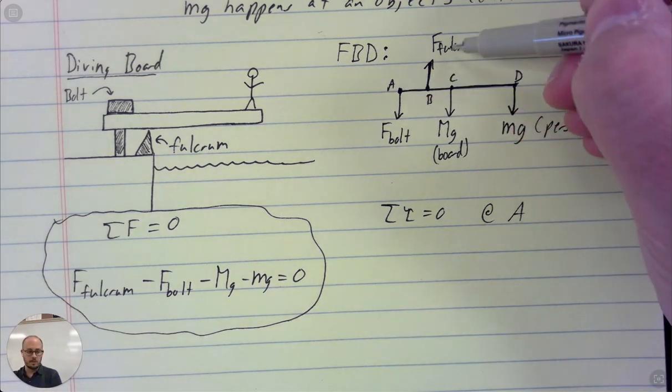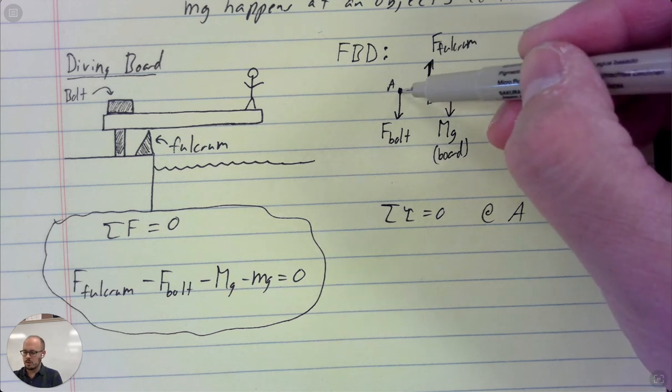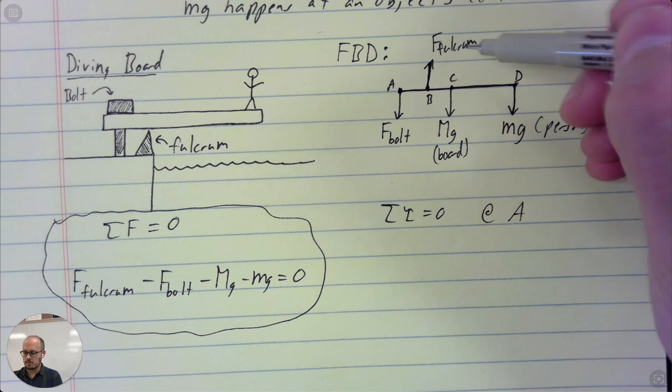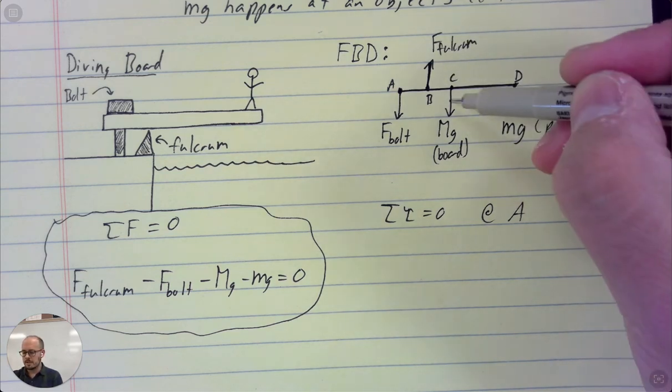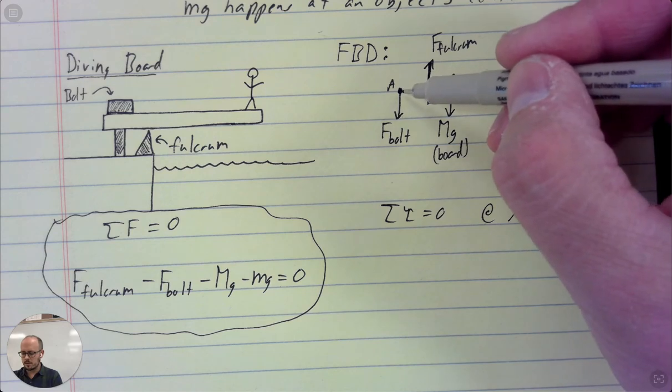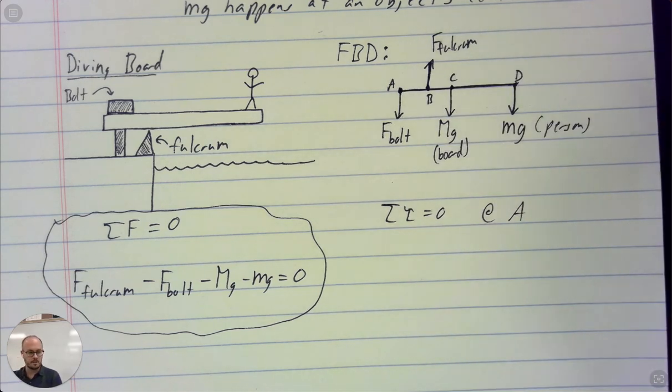Point B is where the fulcrum is. Now the fulcrum's force is pointing upward. That would cause counterclockwise motion. So the fulcrum applies a positive torque. Both of these mg's point down, and they're to the right of the axis of rotation, so they would both be able to cause clockwise torque.